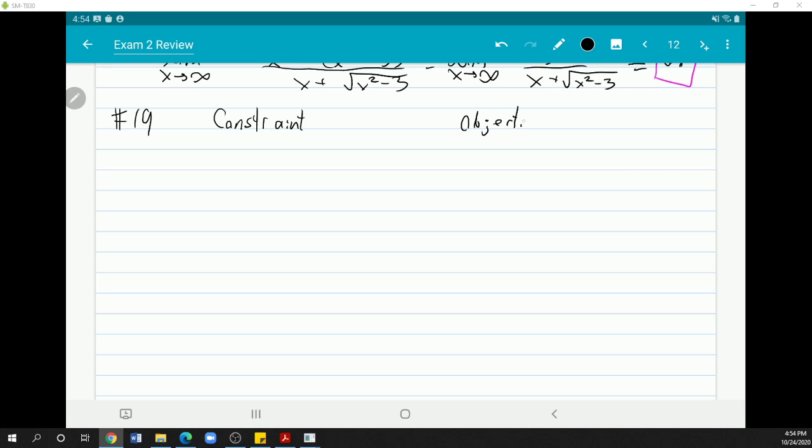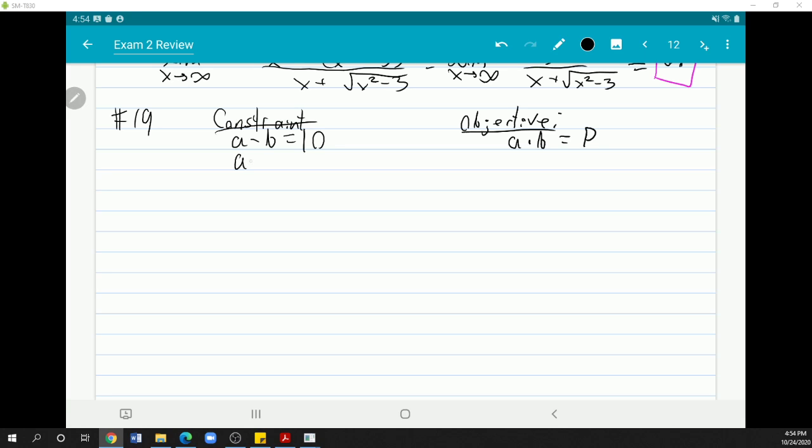Objective. What's my constraint? What's the thing that this problem is forcing upon me? The fact that these two numbers, call them a and b, their difference a minus b has to be equal to 10. And my objective is a times b is equal to p for product. So my goal is to minimize the product while keeping with the constraint.